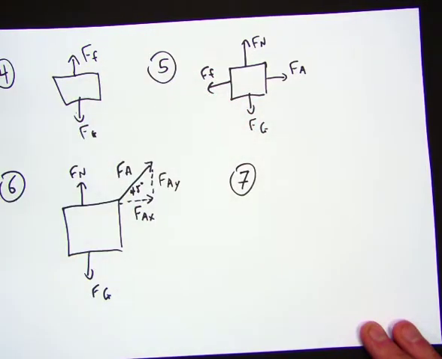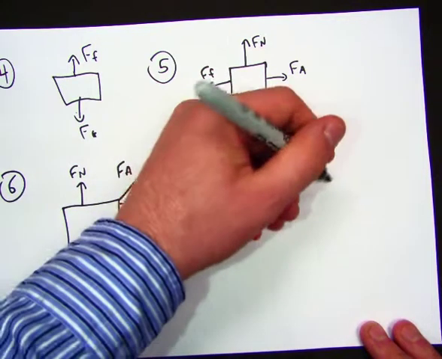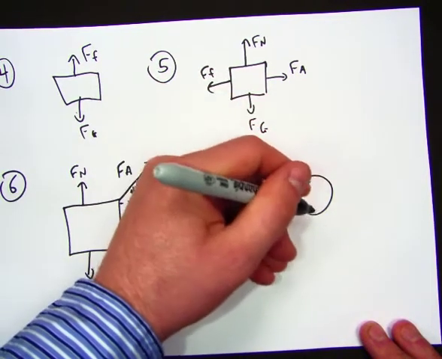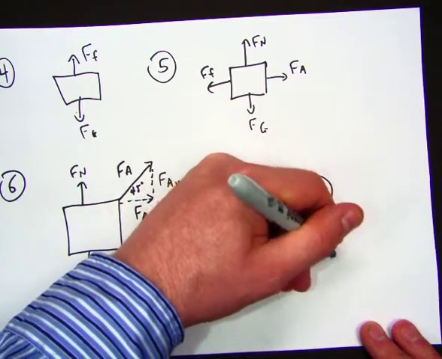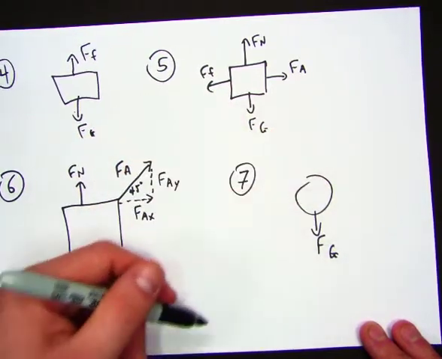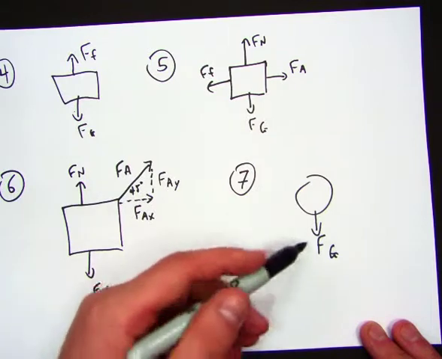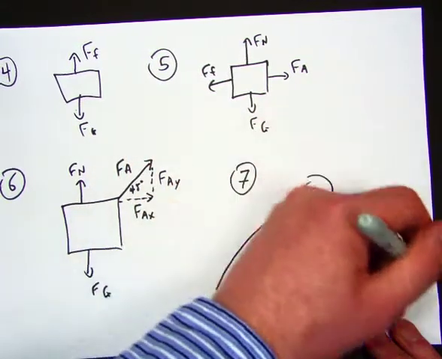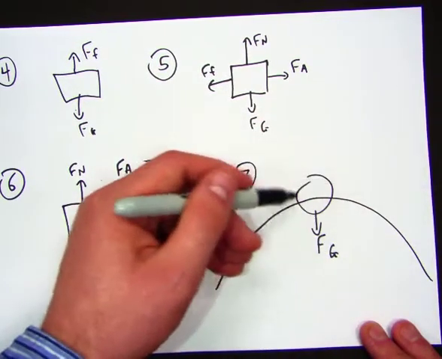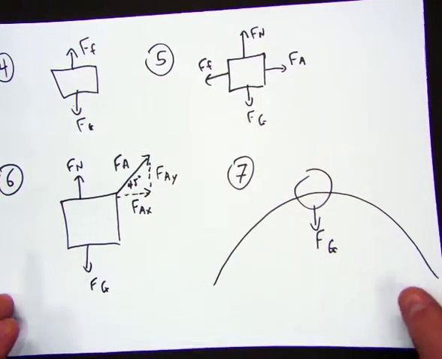Number seven, a football is moving upwards towards its peak after being booted by the player. Well, in fact, if we're ignoring air resistance, my football, the only thing acting on it is gravity. It's always down, even though it's moving upwards and to the right. You know, it could follow a path like this. Even though it's doing that path, this is my only force acting on that object.